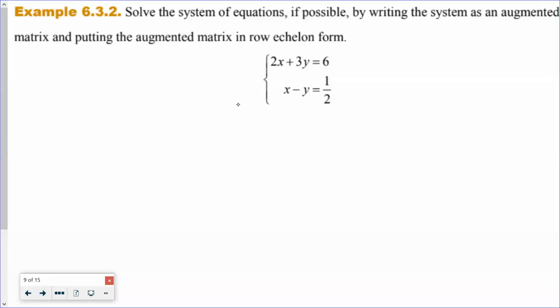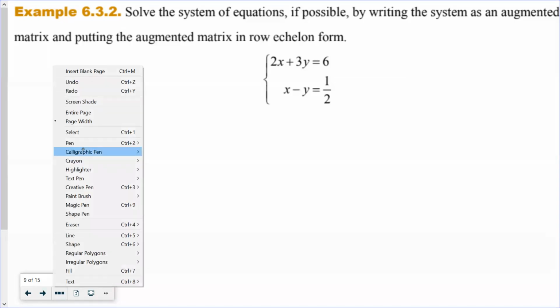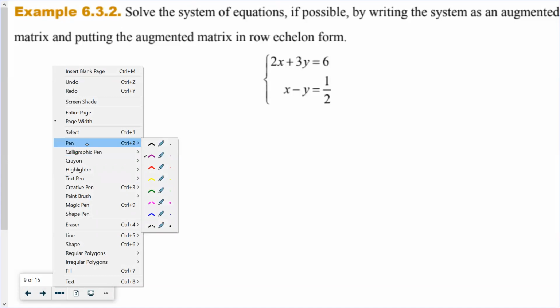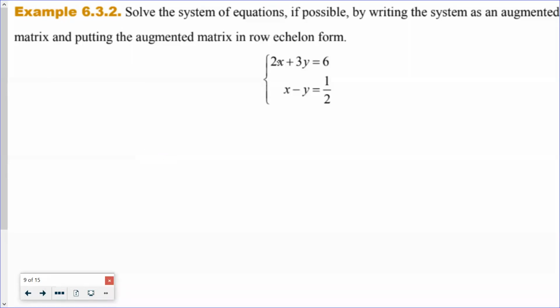All right, if not, then let's go through and do an example here. So what we're going to do first, here's our system of equations. We're going to change it into an augmented matrix. When we do that, we are going to rewrite it where we have the x's in the first column, the y's in the second, and then it's equal to the third. We're just looking at the coefficients.